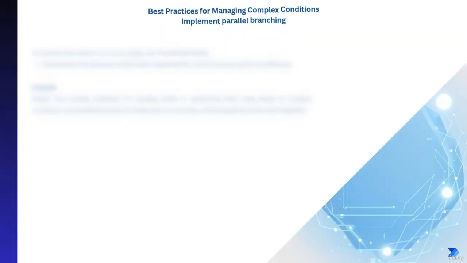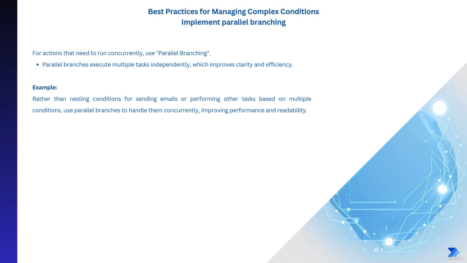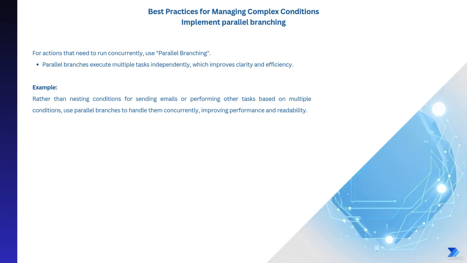Implement parallel branching. Instead of nesting conditions that need to run concurrently, leverage parallel branching to execute multiple branches simultaneously. Parallel branches can handle different conditions or actions concurrently, improving flow clarity and efficiency. Example: if your flow involves sending emails or performing other actions based on multiple conditions, use parallel branches to handle those tasks independently, rather than nesting them within each other.